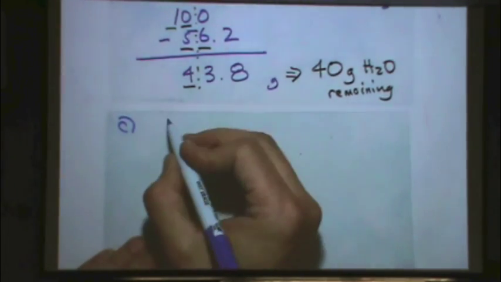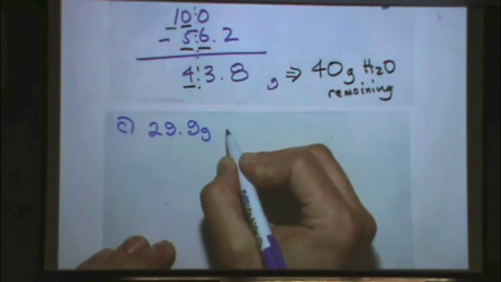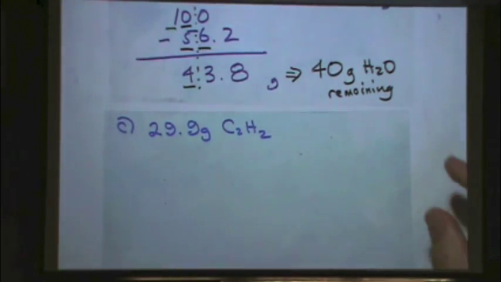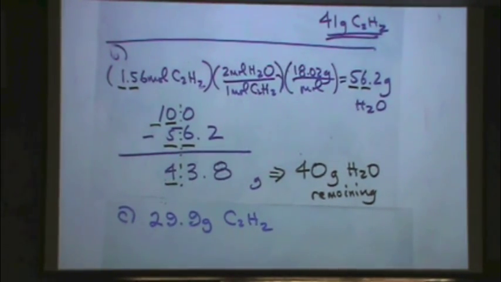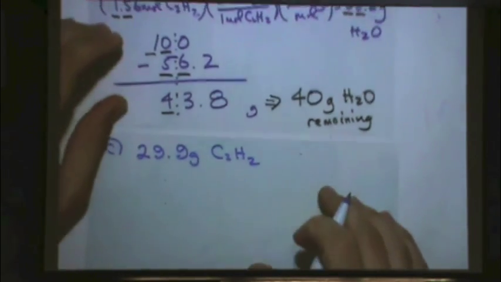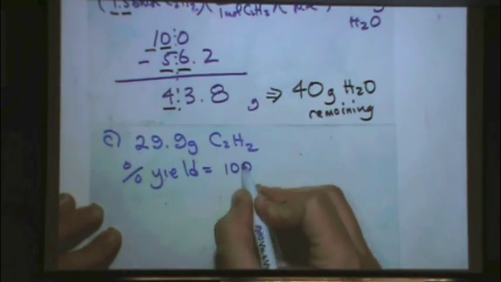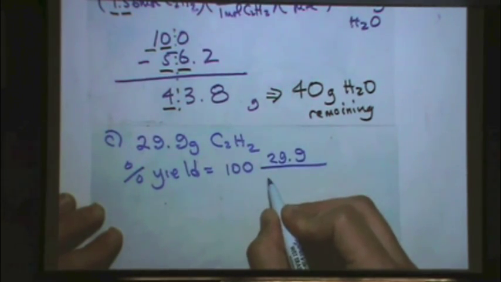Either way, it's cool. So, they gave us the answer of 29.9 grams of ethylene produced. You're like, that's weird, because I calculated in part A 41. So what they're getting at here is this 29.9 that they're giving you is actually the amount gathered in a laboratory. And so they want us to do a percent yield question. Percent yield is 100% times the actual amount, or the amount given, divided by the amount calculated.